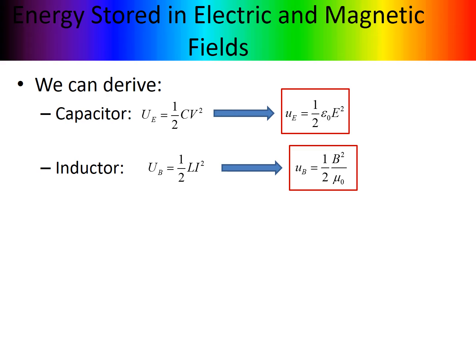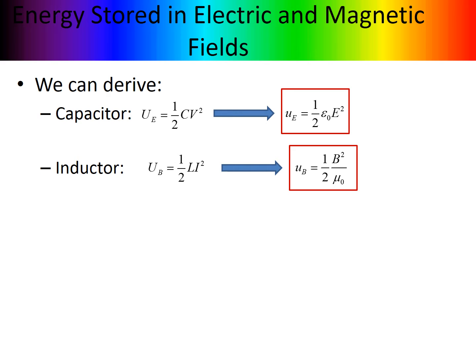And the way that you do it is by saying capacitance is equal to epsilon sub 0 A over D for a parallel plate capacitor. So if we were to plug in epsilon sub 0 A over D, and then potential is ED, you can see that these are going to simplify to give you 1/2 epsilon sub 0 E squared times area times distance between the plates. But that area times distance between the plates will give you volume.